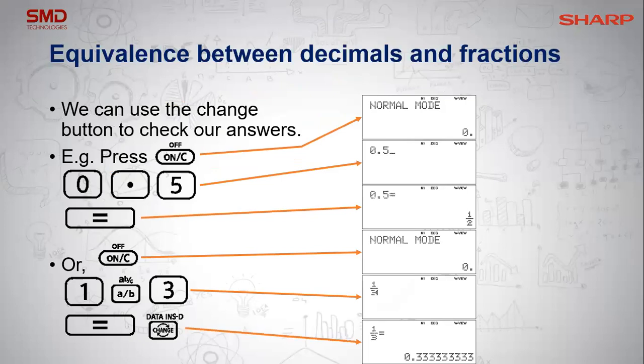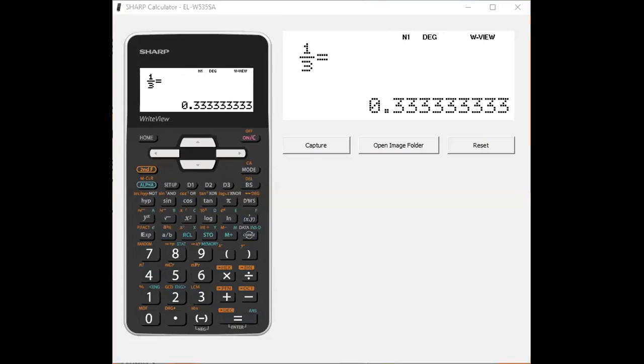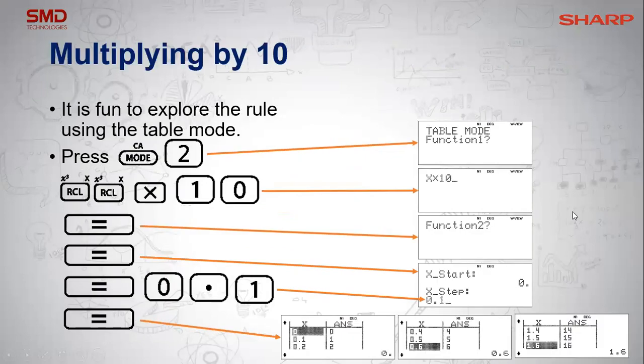And then, of course, we've already covered equivalence on the calculator using our change button, but I'm just going to repeat it here. So you've got 0.5, and if you just press equals, it will automatically change that decimal into a fraction for you. Now, if you put in a fraction first, so let's press on here, 1/3, and I'm going to say equals, and then I'll just change it and it will give me my decimal as well. So it's really quite easy to use and to check.